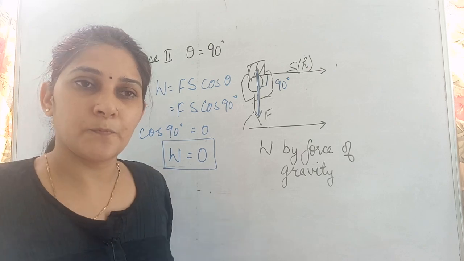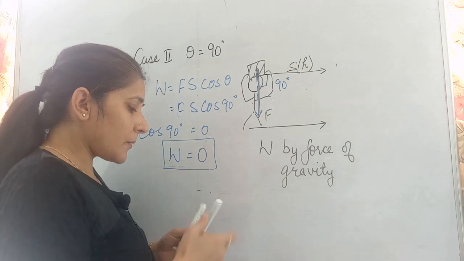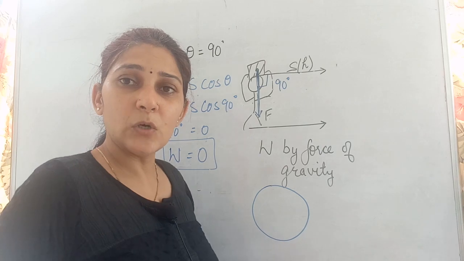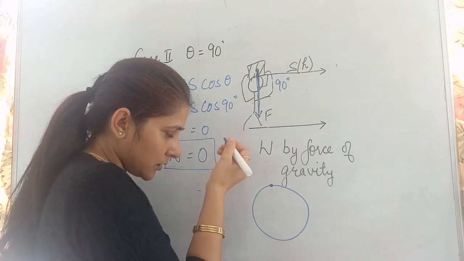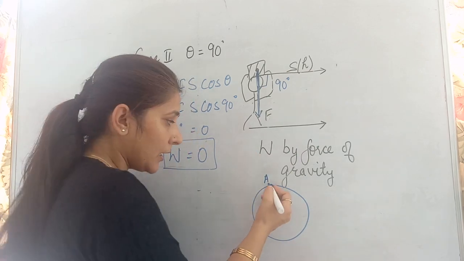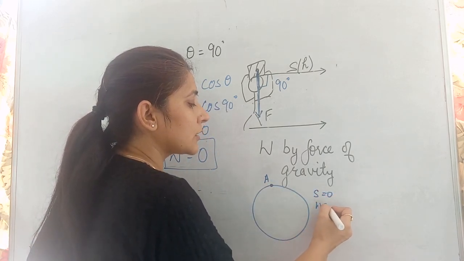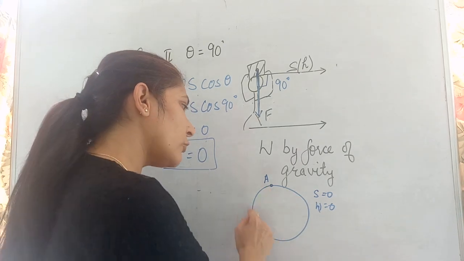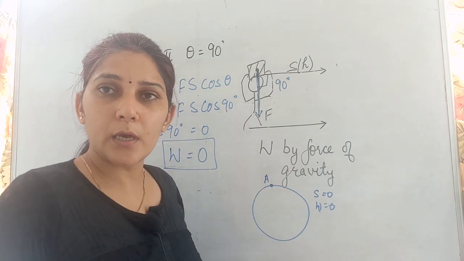This is the second case. One more example you can take to understand this. Suppose somebody is moving in a circular path. Suppose a boy A started from here and the boy again comes back to A. So we were saying displacement is 0, and the total work done is also 0. But I am not saying it this way. I am saying suppose somebody is moving in a circular path. Somebody is at this point. What is the work done by this boy A at point A?